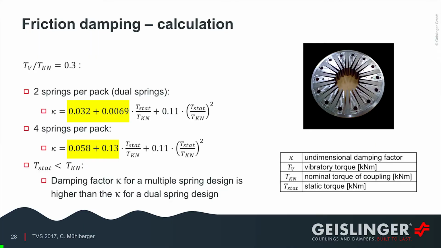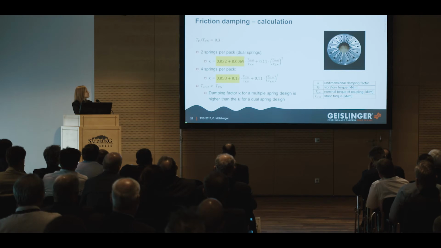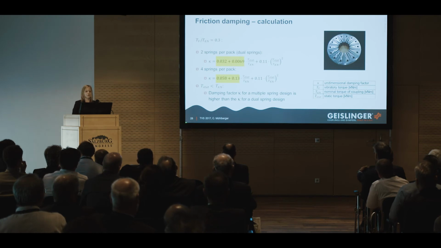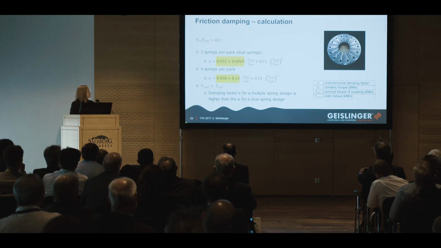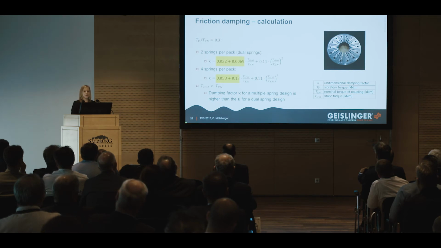We can compute this by using the dimensionless damping factor kappa. Here we have two formulas to compute this kappa, in the first case for a dual spring design, and in the second case, for example, for 4 springs per pack. These formulas are pretty much the same, except for one multiplicative constant here and an additive constant here, highlighted. If we compare these constants, we can easily see that kappa for 4 springs per pack is higher than for a dual spring design. From this we can conclude that we have higher friction damping because we have more springs per spring pack and therefore more friction between the springs.